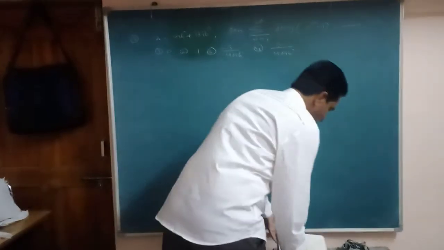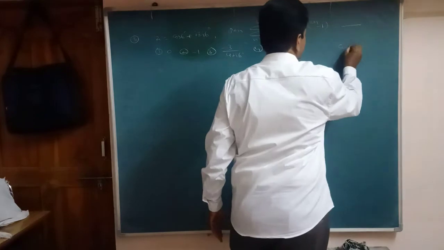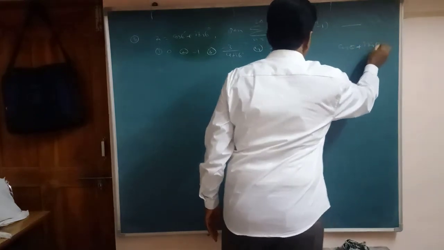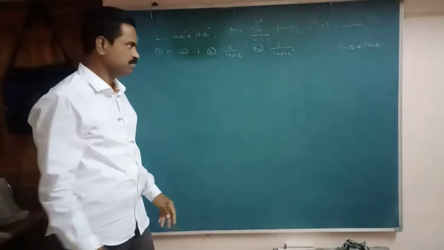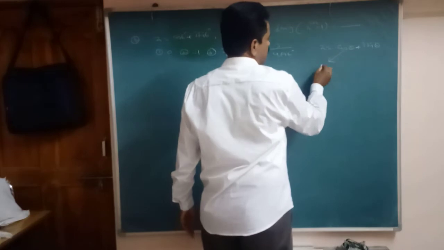See here. We know cos theta plus I sin theta. What is given here? Z is given. Then the imaginary part of Z: suppose Z equal to cos theta plus I sin theta, then cos theta is what here? A real part.